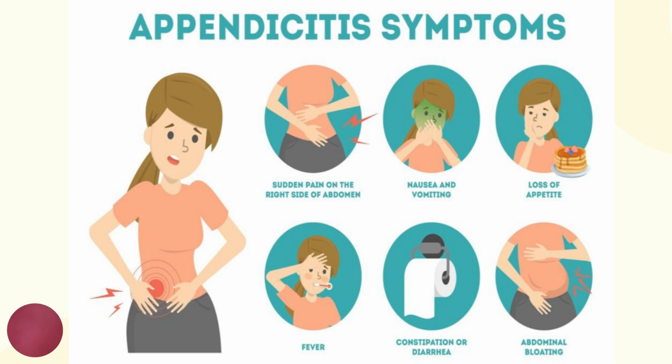Acute appendicitis presents generally with central abdominal pain that later shifts to the right iliac fossa. This pain is associated with nausea and vomiting, anorexia, and low grade fever. This pain may also be associated with constipation or diarrhea, especially if the appendix is pelvic in position. At times, patients may also complain of abdominal bloating.